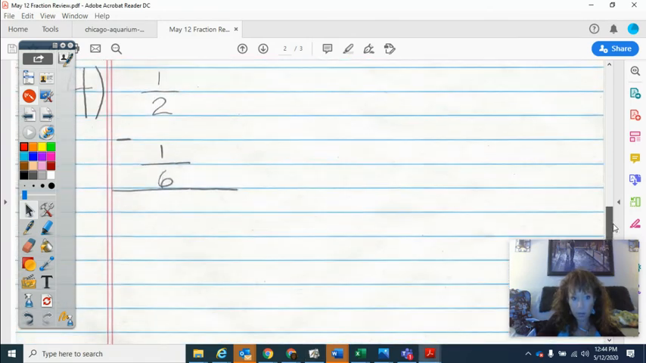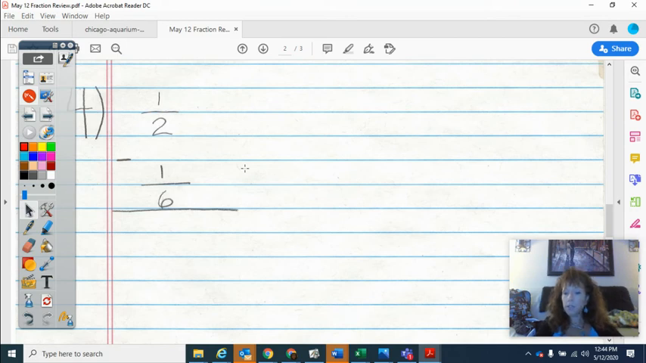And number 4, same two fractions, except I'm subtracting. So the first thing I always want to do is check that sign. I've got a subtraction, and I've got unlike denominators. So I'm not going to subtract those. I'm not going to do 2 minus 6. I have to change these fractions into equivalent fractions, something that equals 1/2 and something that equals 1/6, but they have the same denominator, like denominators.